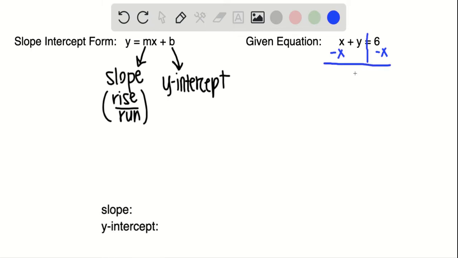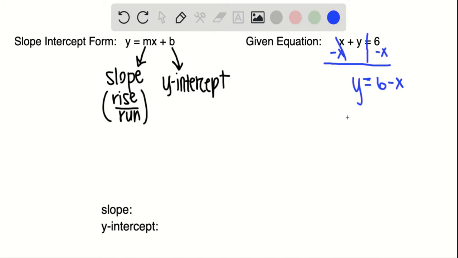So now in my new equation, x minus x will cancel out. All that's left is a positive y, with the equal sign still here in the middle. And then over here, I will have a 6 minus x. If I write it like this, though, it's not in slope-intercept form yet. The x needs to come first.